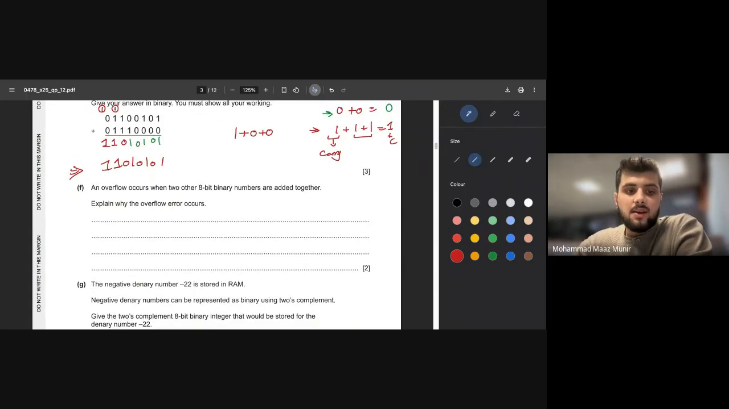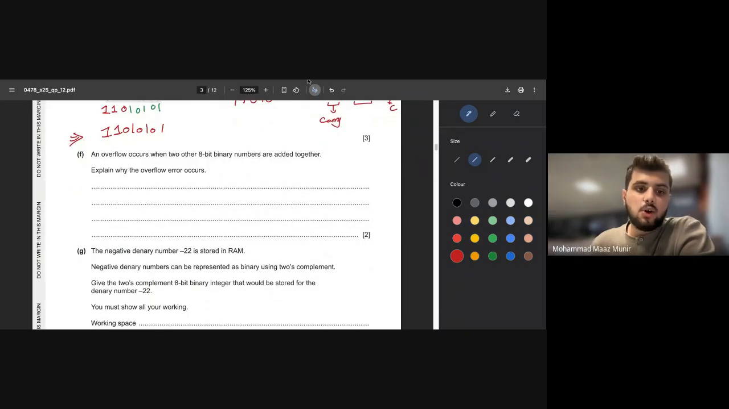Now let's look up here, Part F. Part F basically talks about overflow. Now, what is it saying in the overflow question? It says that an overflow occurs when two 8-bit binary numbers are added together. Explain why the overflow error occurs. So first of all, what is an overflow error?